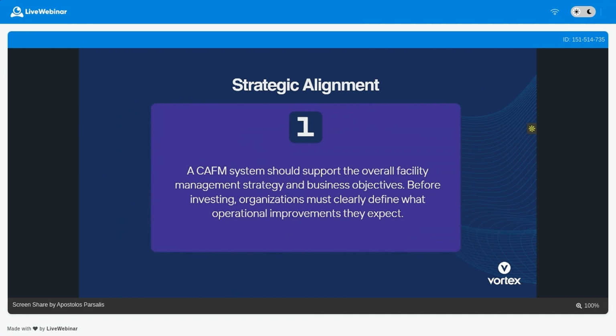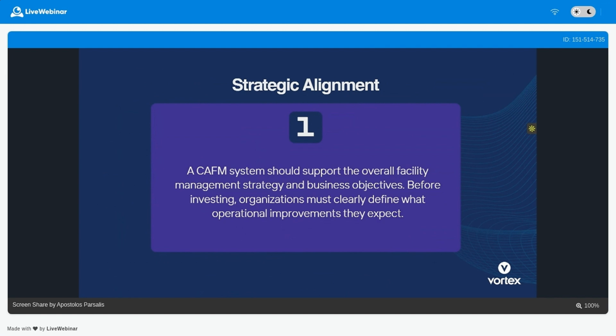Before choosing a CAFM platform, you need to ask a simple but critical question. What are we trying to improve? Is it the maintenance efficiency? Is it the asset visibility? Is it the cost control? Could be the service quality, okay? If the software is not aligned with the broader operational strategy, it quickly becomes just another tool rather than a system that drives real operational improvement.